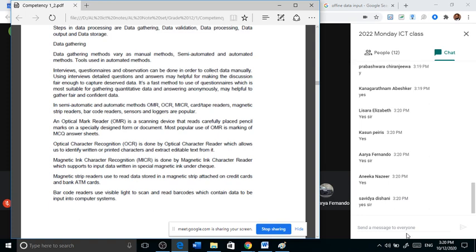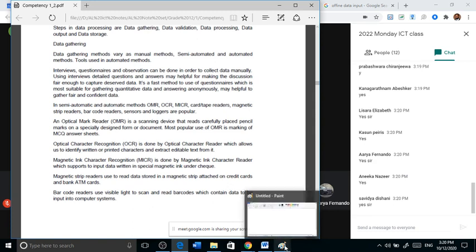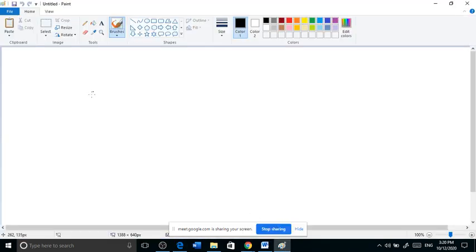Okay, right. So what are the 3 main methods? Manual methods are there, semi-automated and automated methods are there. With the help of these things, you can gather the data. Now think like this. We are having a computer system. For this computer system, I think this is student marks. Now you have to input this.